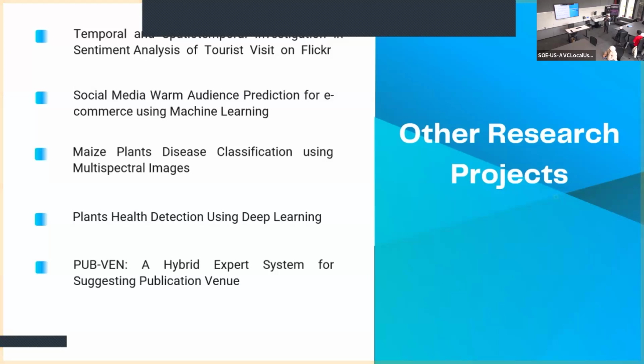And then we did maize plant disease classification, plant health detection, and a hybrid expert system for suggesting publication venues.